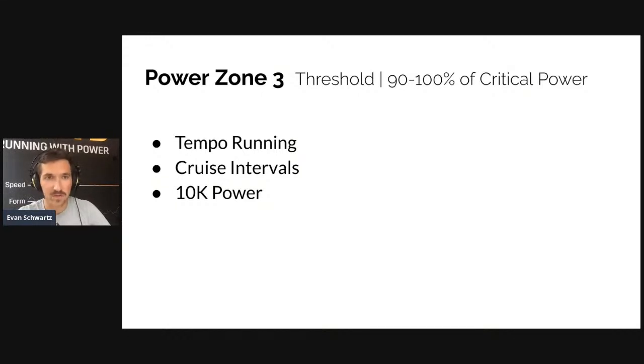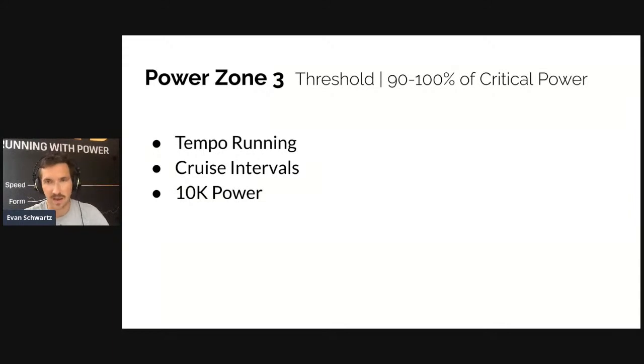We'll talk a lot about zone 3, 4, and 5 because that's where a lot of the quality comes from, but you'll spend a lot of time running in zone 1 and zone 2. So power zone 3, the threshold zone, like I mentioned, is 90 to 100% of your critical power. You can think of things like tempo runs that are continuous, cruise intervals, which are essentially the same thing as tempo runs with a little bit of recovery, breaking up that continuous tempo.